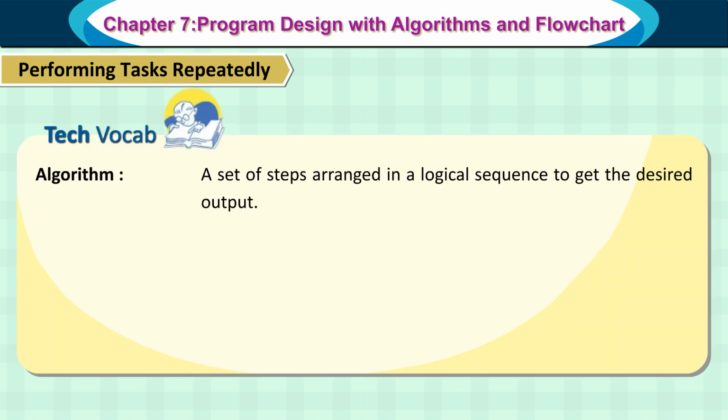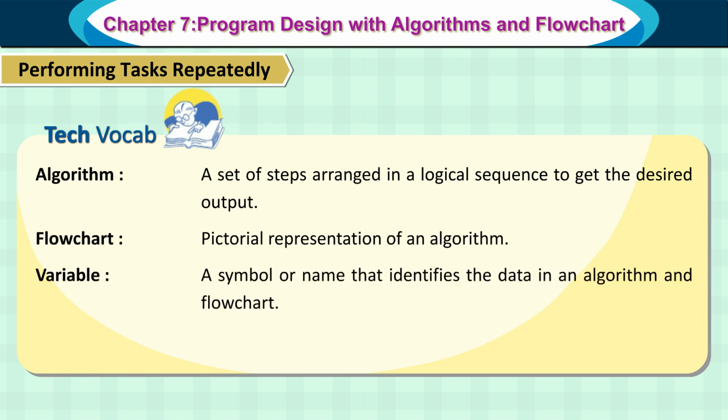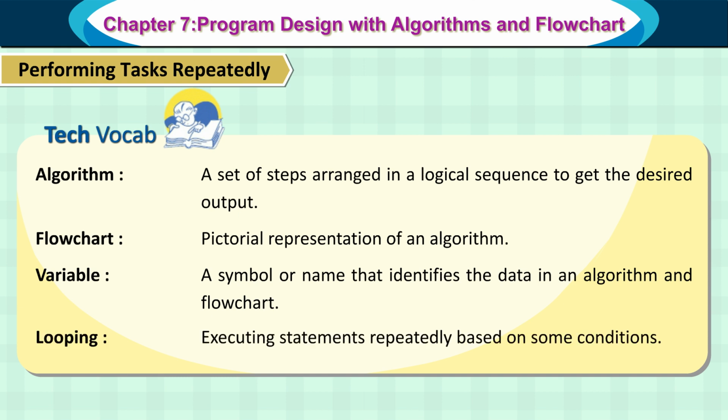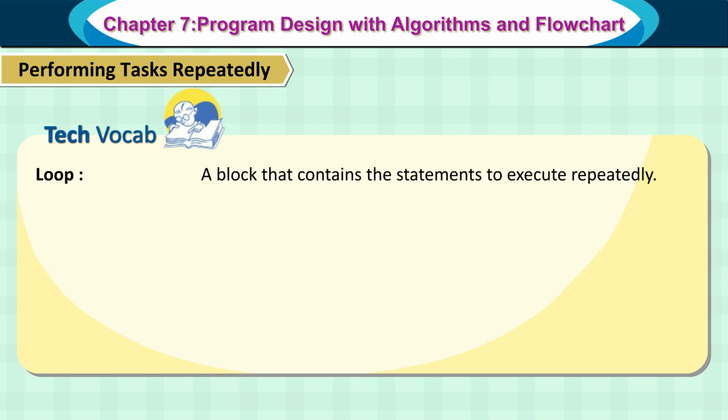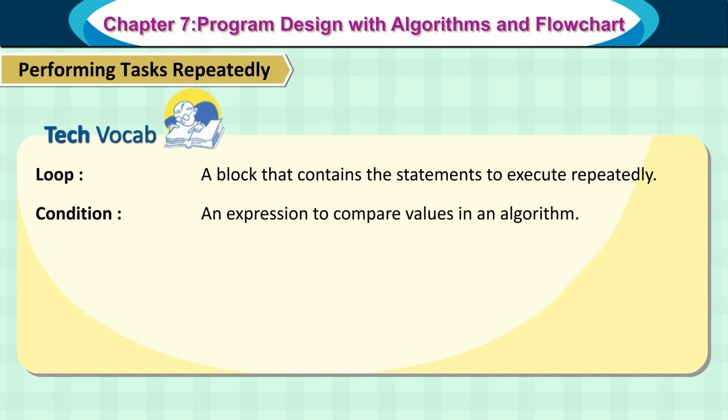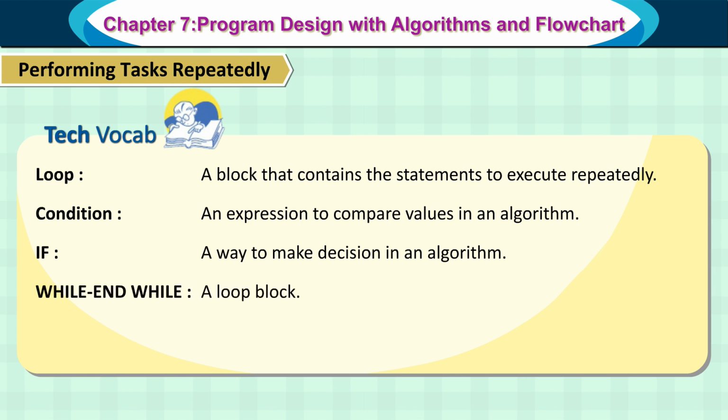Tech vocab. Algorithm: a set of steps arranged in a logical sequence to get the desired output. Flowchart: pictorial representation of an algorithm. Variable: a symbol or name that identifies the data in an algorithm and flowchart. Looping: executing statements repeatedly based on some conditions. Loop: a block that contains the statements to execute repeatedly. Condition: an expression to compare values in an algorithm. If: a way to make a decision in an algorithm. While and end while: a loop block.